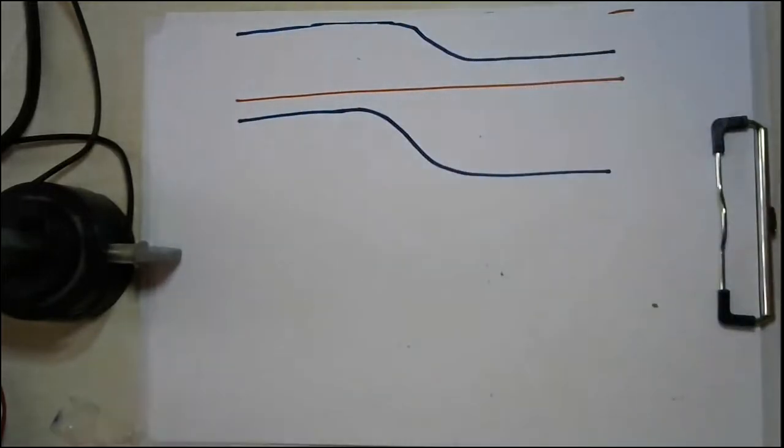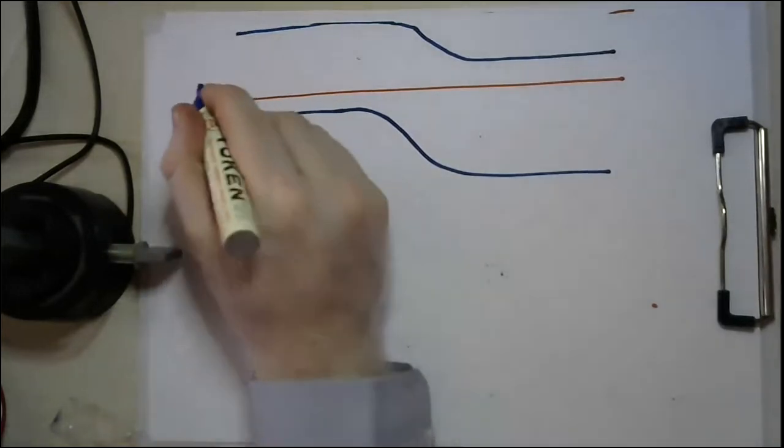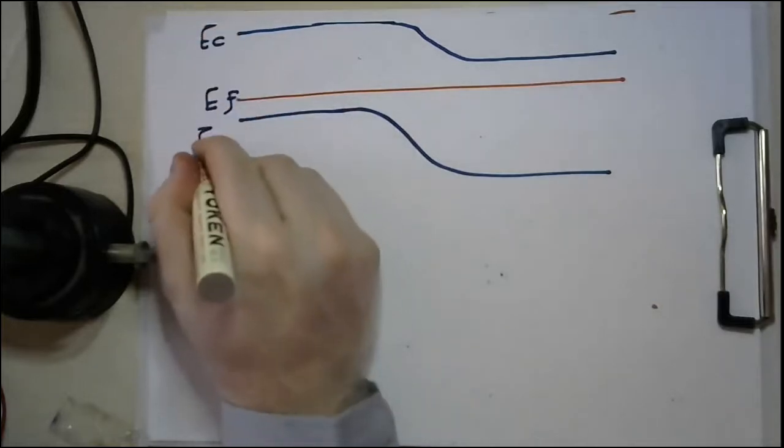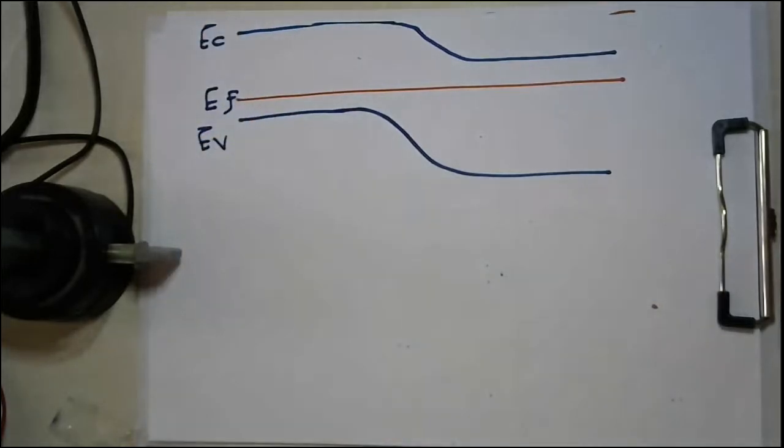So this is our energy band diagram, and this is our Fermi level, as you can see. Of course, this is the EF, and this is EC, and this is E. Okay, very good. So let's now start doing this very simple experiment.